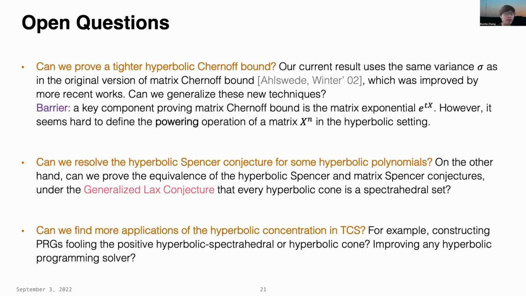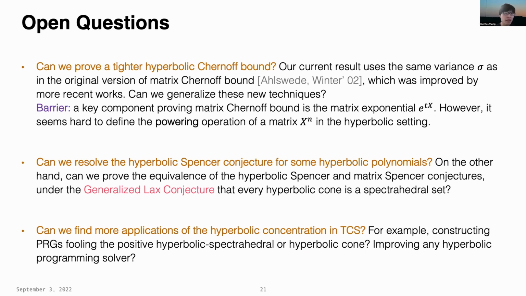Finally, let me give you some open questions. The first is, can we prove a tighter hyperbolic Chernoff bound? Our result is not tight in terms of the variance, though it recovers the original version of the matrix Chernoff bound, which has been improved by more recent work. Can we generalize these new techniques for improving the matrix Chernoff bound to improve our result?